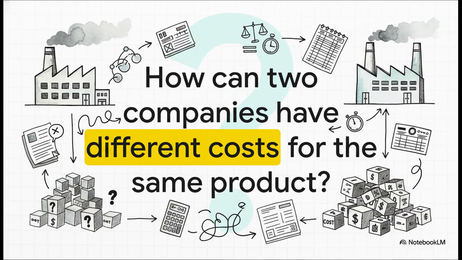But it's not a trick question. This was the reality. Imagine Company A and Company B both make identical wooden chairs. Company A decides to include, say, the factory's electricity bill as part of the chair's cost. But Company B, they leave it out. So whose cost is right? Without a set of rules, you can't say. And that's where all the confusion starts.